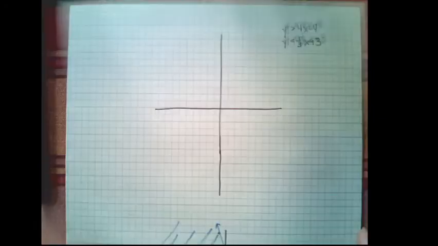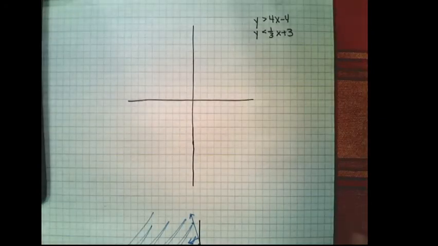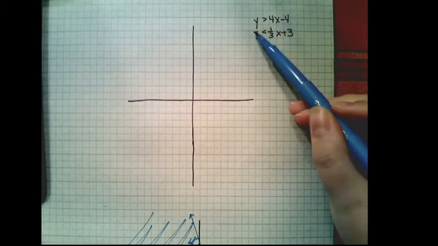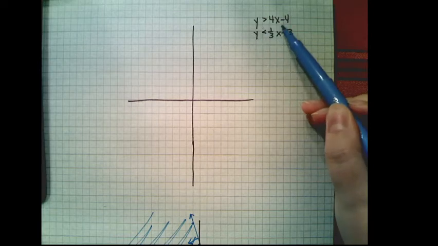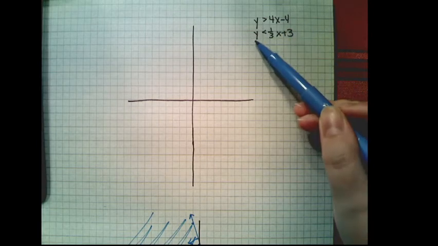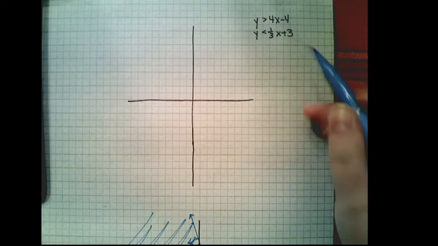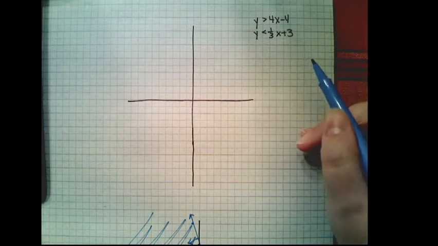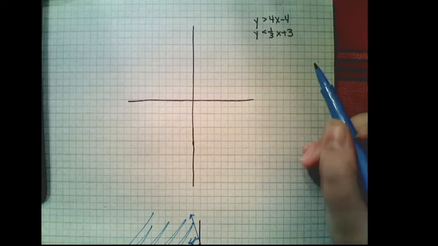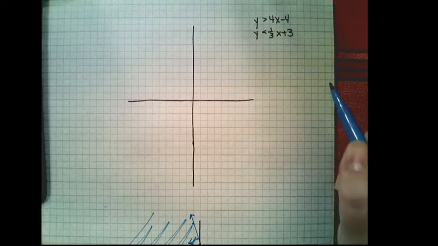So now I want you to actually try one, and then I'll go over it for you. So we have the inequality y is greater than 4x minus 4, and y is less than 1/3 x plus 3. Graph these inequalities and find the solution region. So I do want you to hit pause and try to go through these steps.